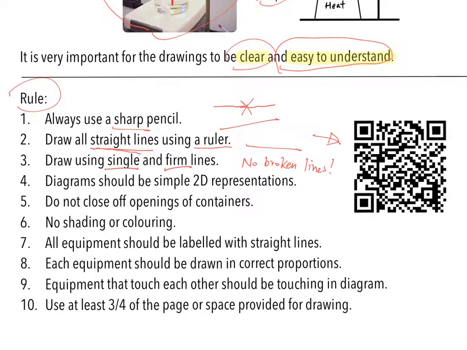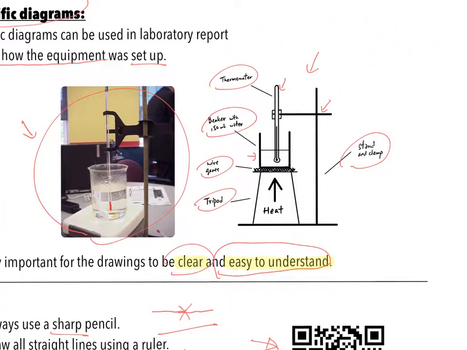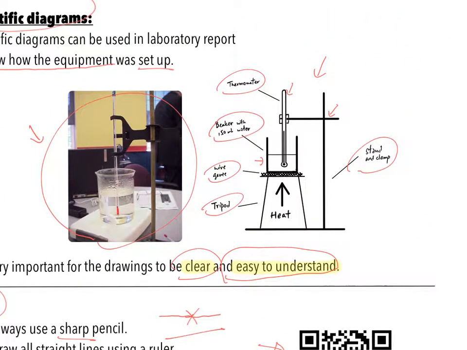All diagrams should be simple. A 2D diagram will do. Don't close any opening of the container. No shading is required, nor coloring. You need to do your labels, and remember, label with a straight line. Don't use an arrow. For example, you can see from the top here, there is no arrow, just straight lines.